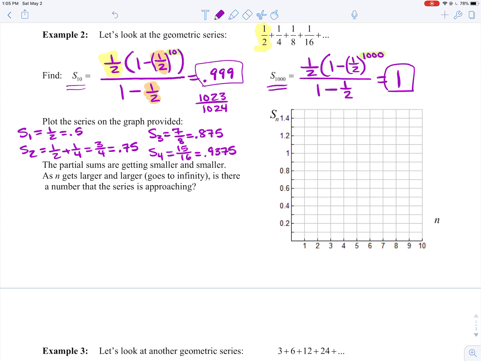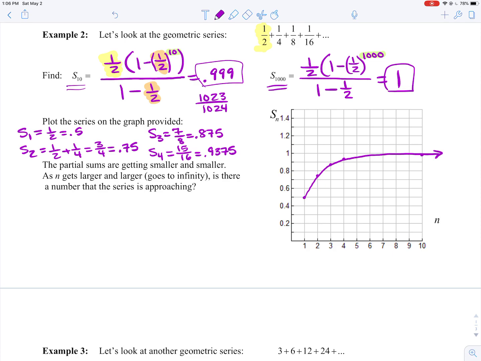And so if we graph this, our first term was 0.5. Our second term, 0.75. When it was the sum of three terms, 0.875. Sum of four terms, 0.9375. Oh, that one should be a little bit lower. Sorry. 0.9375. And then 10 terms was just below 1. And anything bigger is going to be hitting that 1.